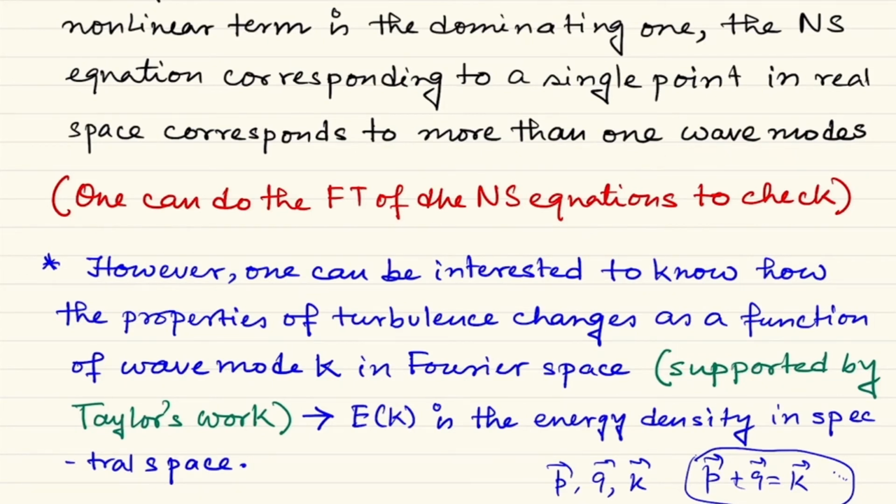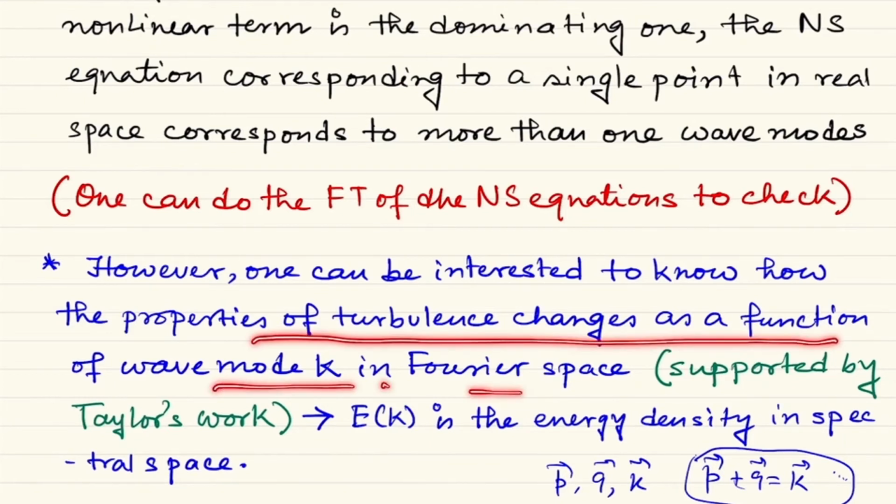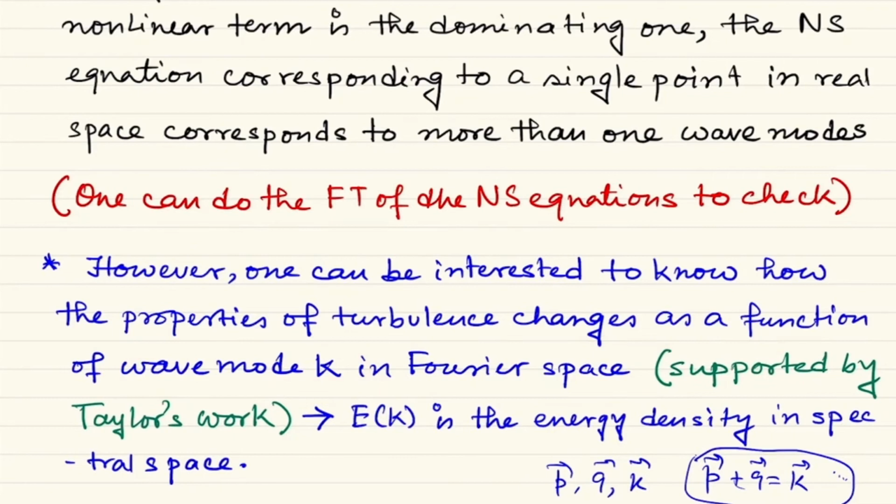One can say, now we can be interested in the one-point description in Fourier space. So one can be interested to know how the properties of turbulence change as a function of wave mode k in Fourier space, that means a single wave mode. If we are concentrating on a single wave mode k in Fourier space, it cannot be given by a single-point description in direct space.